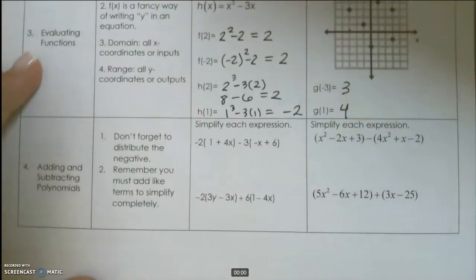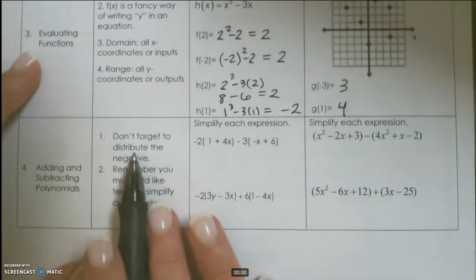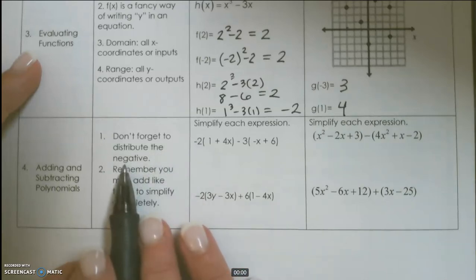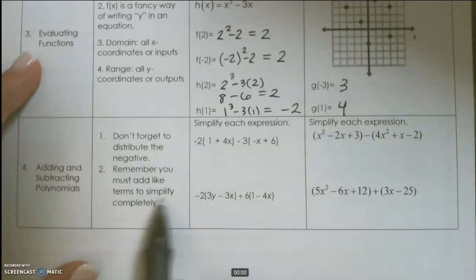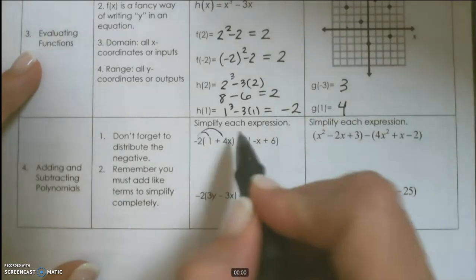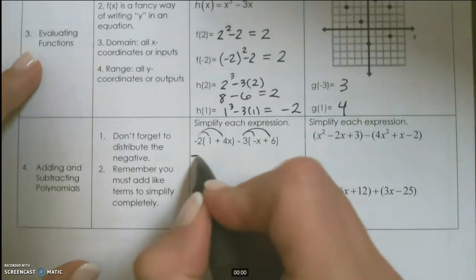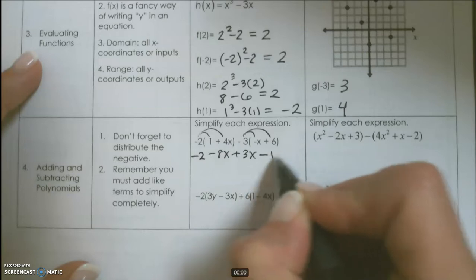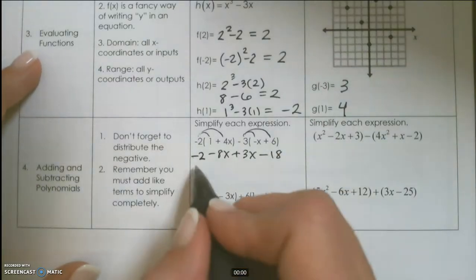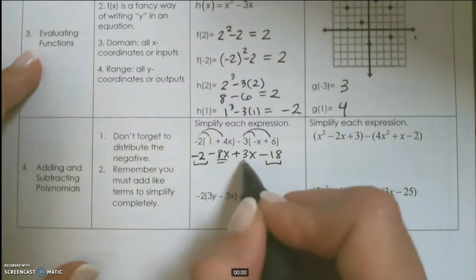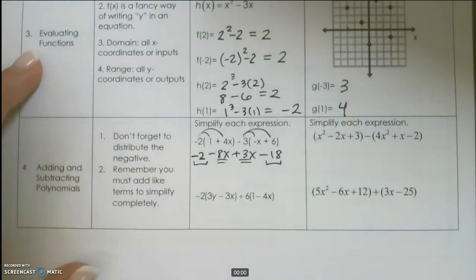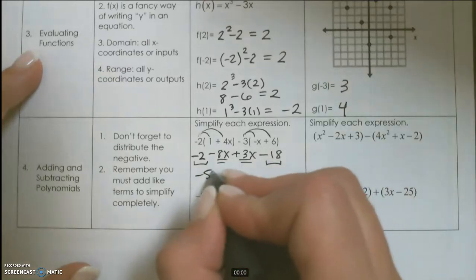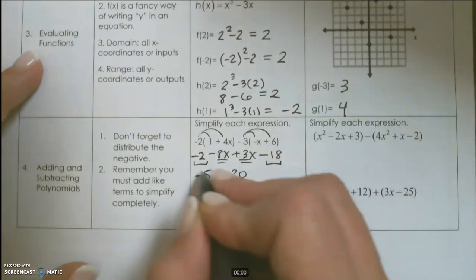All right, adding and subtracting polynomials. Don't forget to distribute the negative when you are subtracting. And remember, you must add like terms to simplify completely. So, first thing I'm going to do is distribute those. Negative 2 minus 8x plus 3x minus 18. Then we can combine like terms. So we have negative 8x plus 3x. That would give us a negative 5x minus 20.